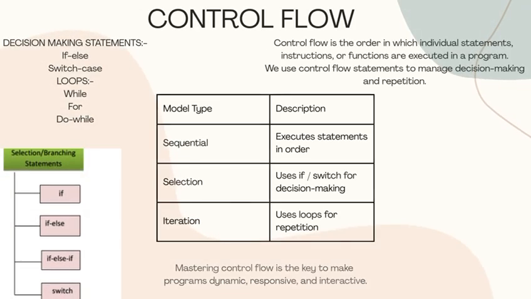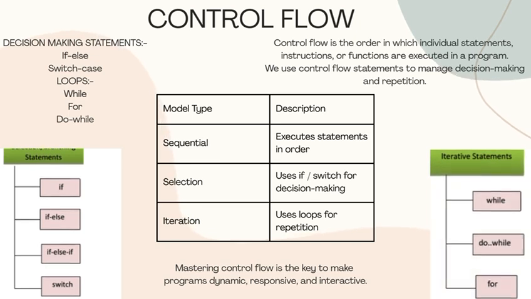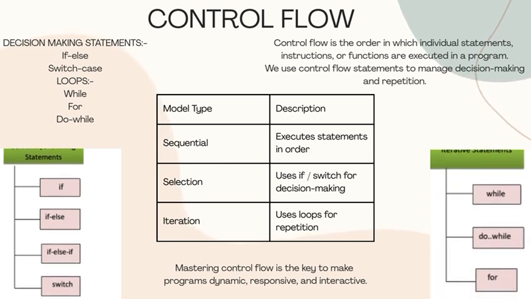Control flow defines how the program executes instructions. It includes sequential execution, selection using if or switch statements, and iteration using loops like for and while. Mastering control flow helps us build interactive and dynamic programs.